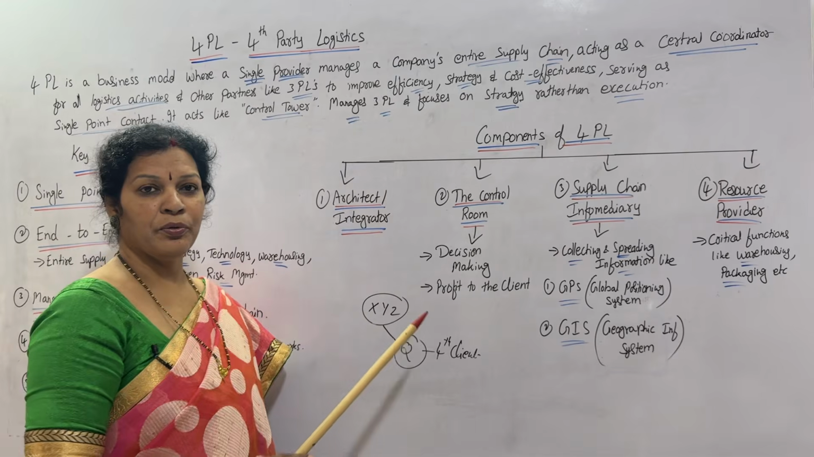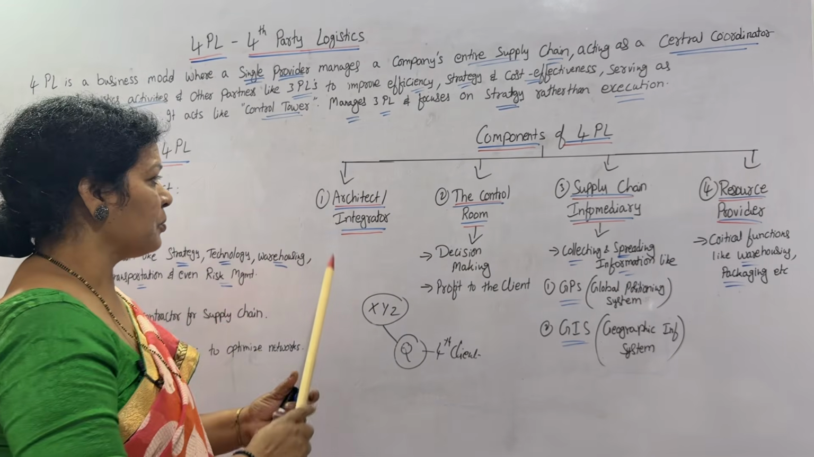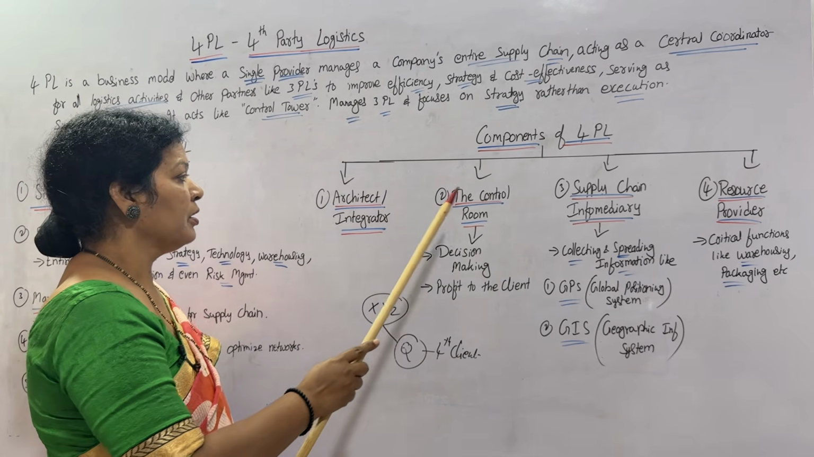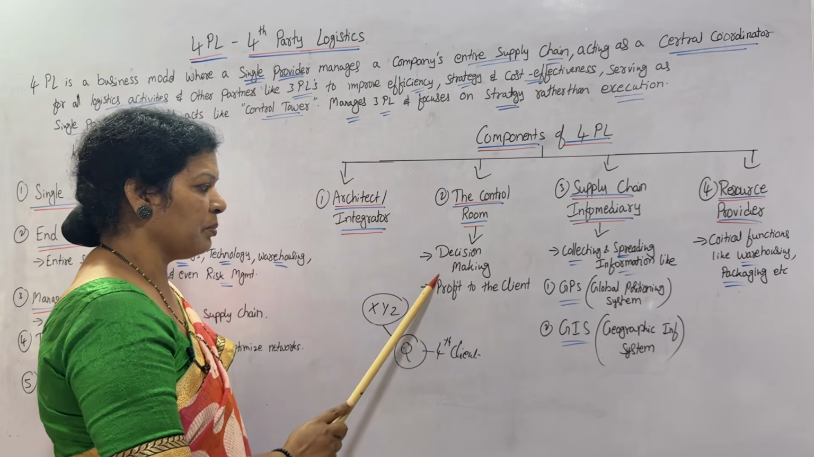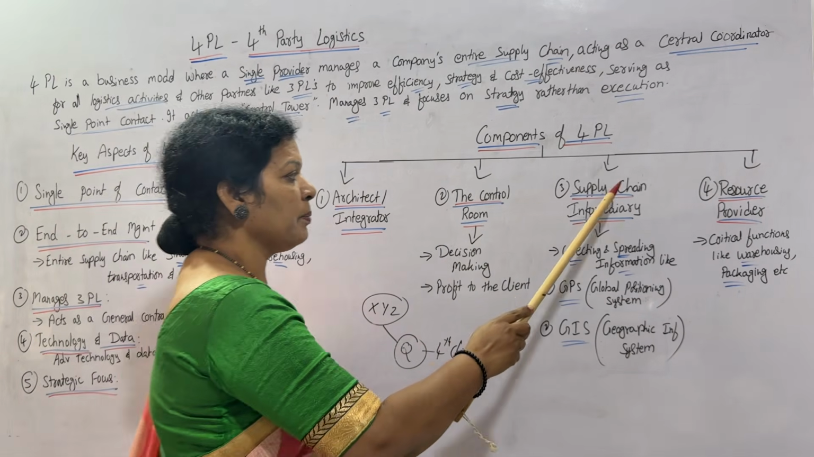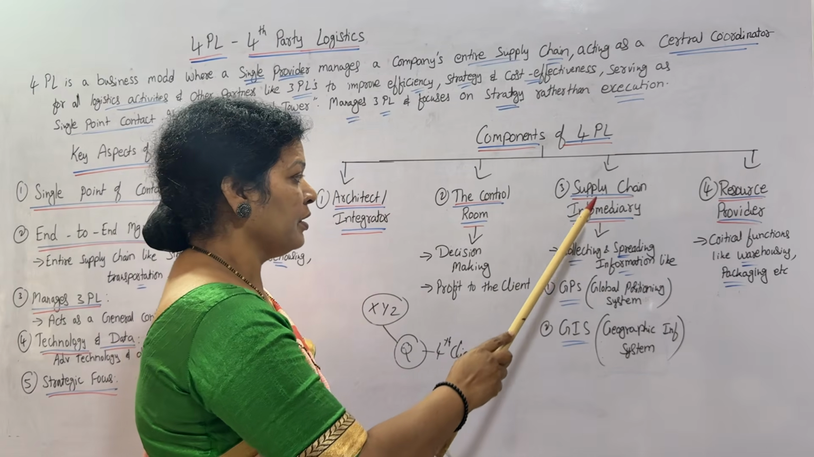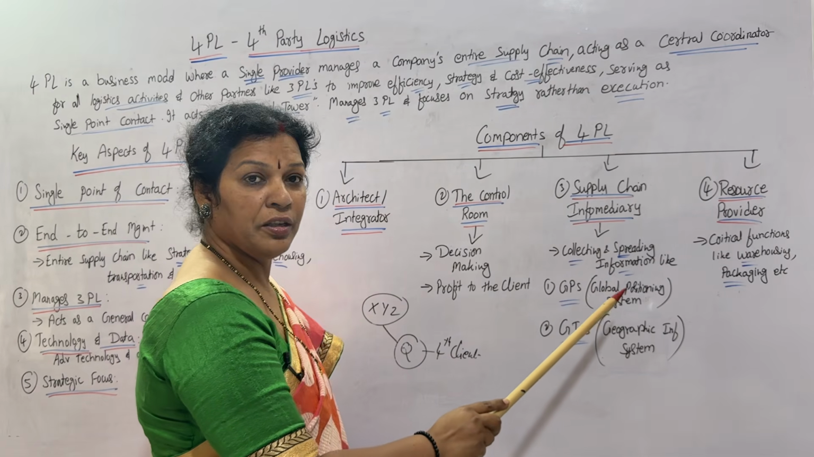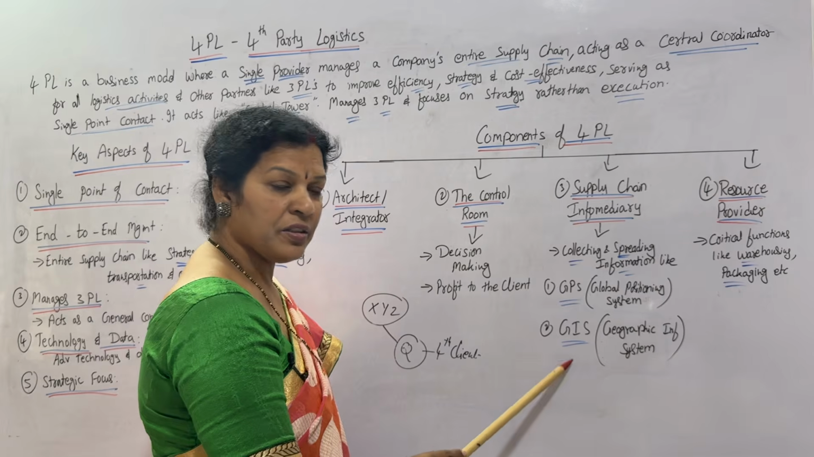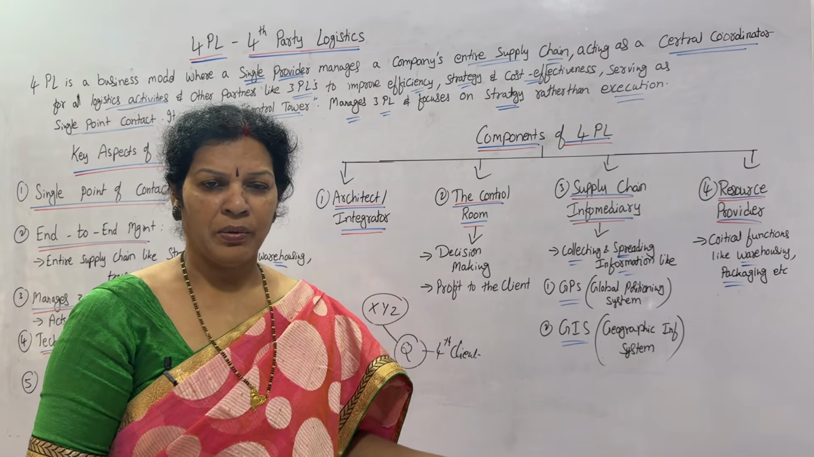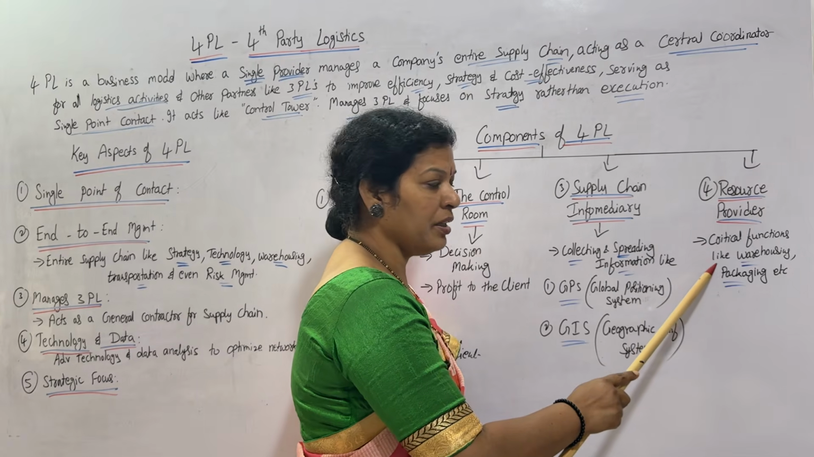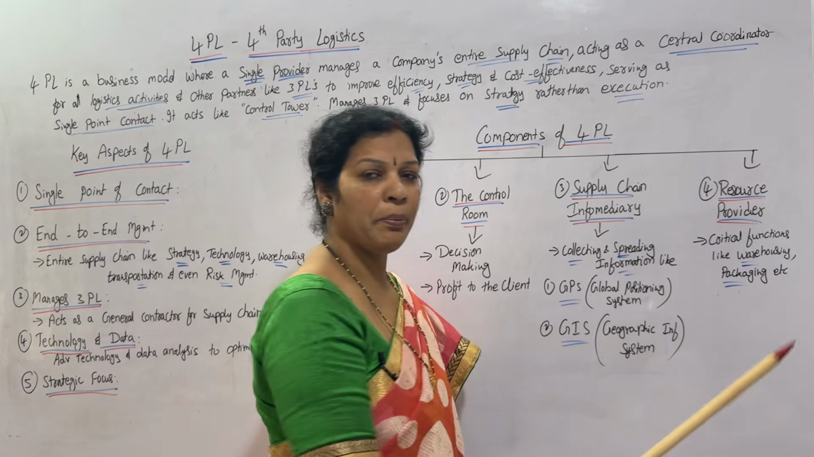In total, the components of 4PL are four, which we discussed. One is the architectural integrator, and the control room, where we discussed two points: decision making and profit to the client. The supply chain intermediary means collecting and spreading information like GPS and GIS. And as a resource provider, they'll handle critical functions like warehousing and packaging, etc.